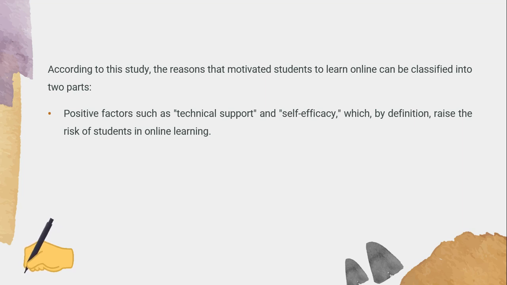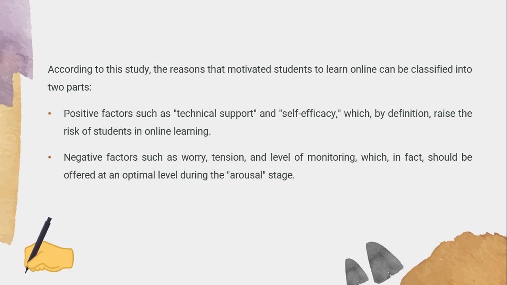First are positive factors such as technical support and self-efficacy, which by definition lower the risk for students in online learning. And the negative factors such as worry, tension, and level of monitoring, which in fact should be offered at an optimal level during the arousal stage. So the right amount of anxiety, tension, and supervision can lead to a positive arousal response.